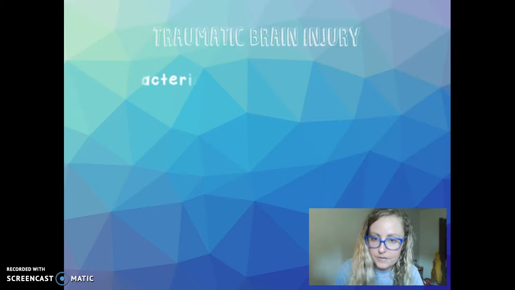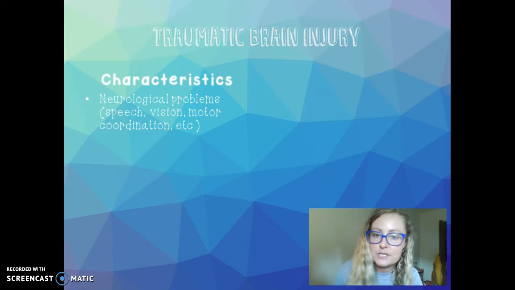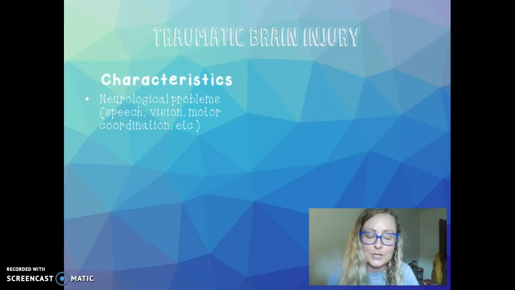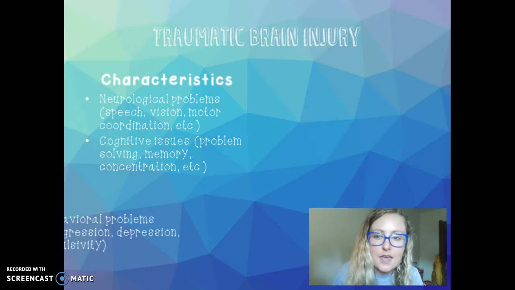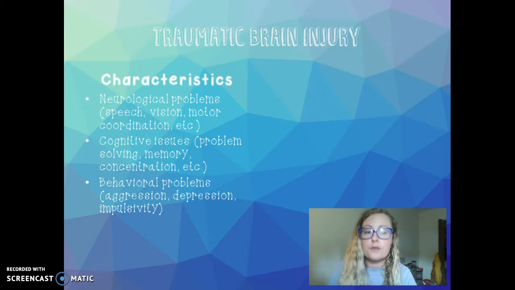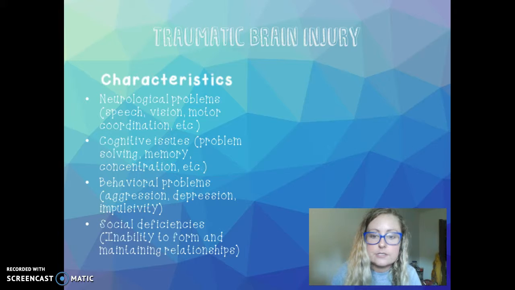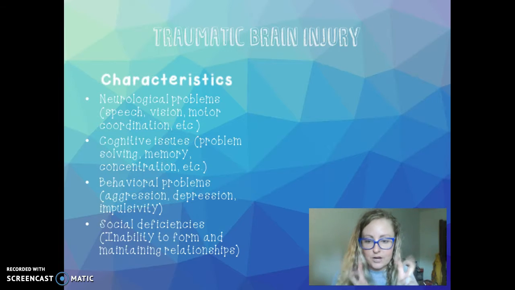Next is traumatic brain injury, and so characteristics of those are neurological problems such as speech, vision, or motor coordination. Cognitive issues with problem solving, memory, concentration, and behavioral problems. They may be very aggressive, often depressed, and very impulsive. Social deficiency, which is they may have the inability or no longer possess the ability to form and maintain relationships, and so these people are often kind of pushed to the side and forgotten about.